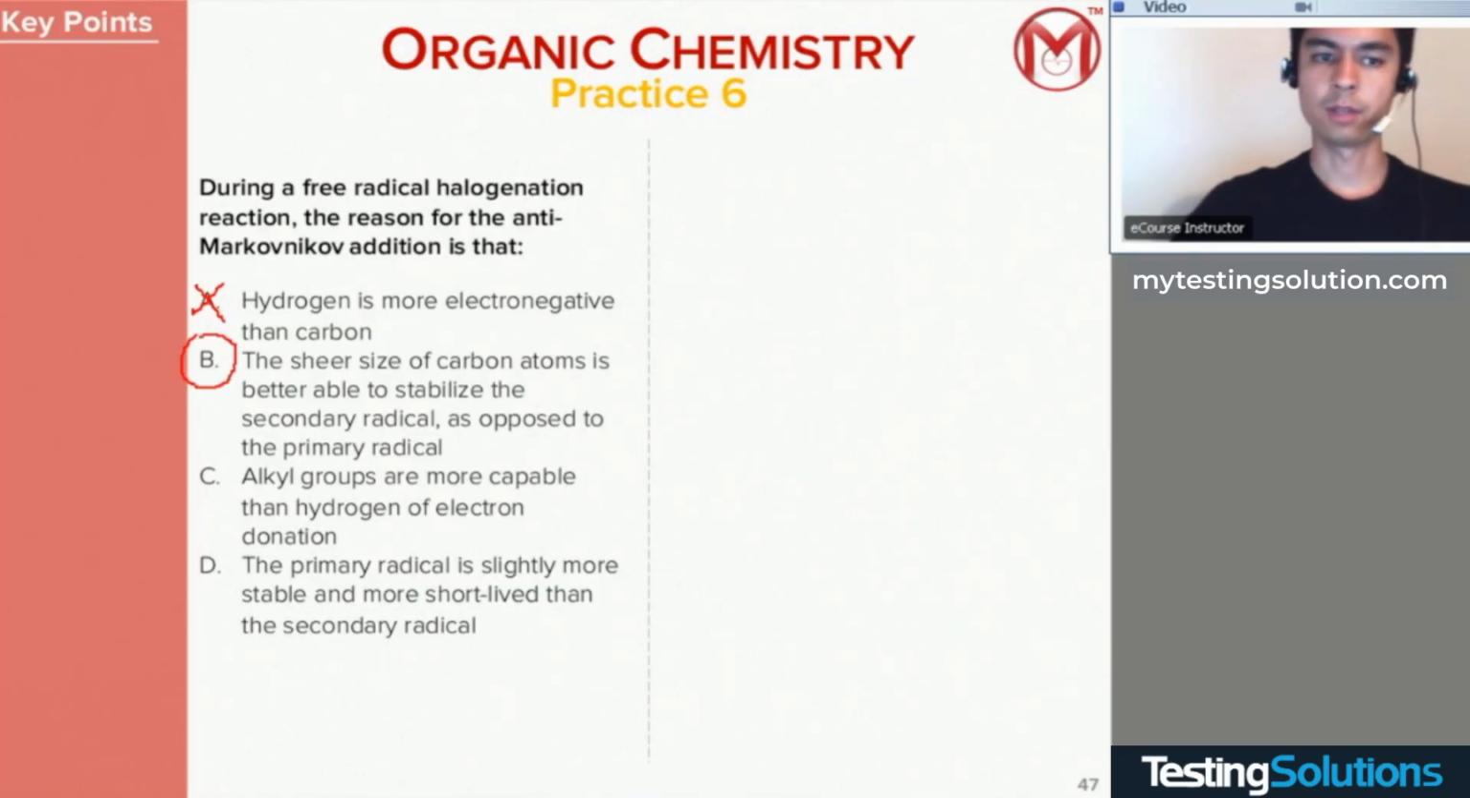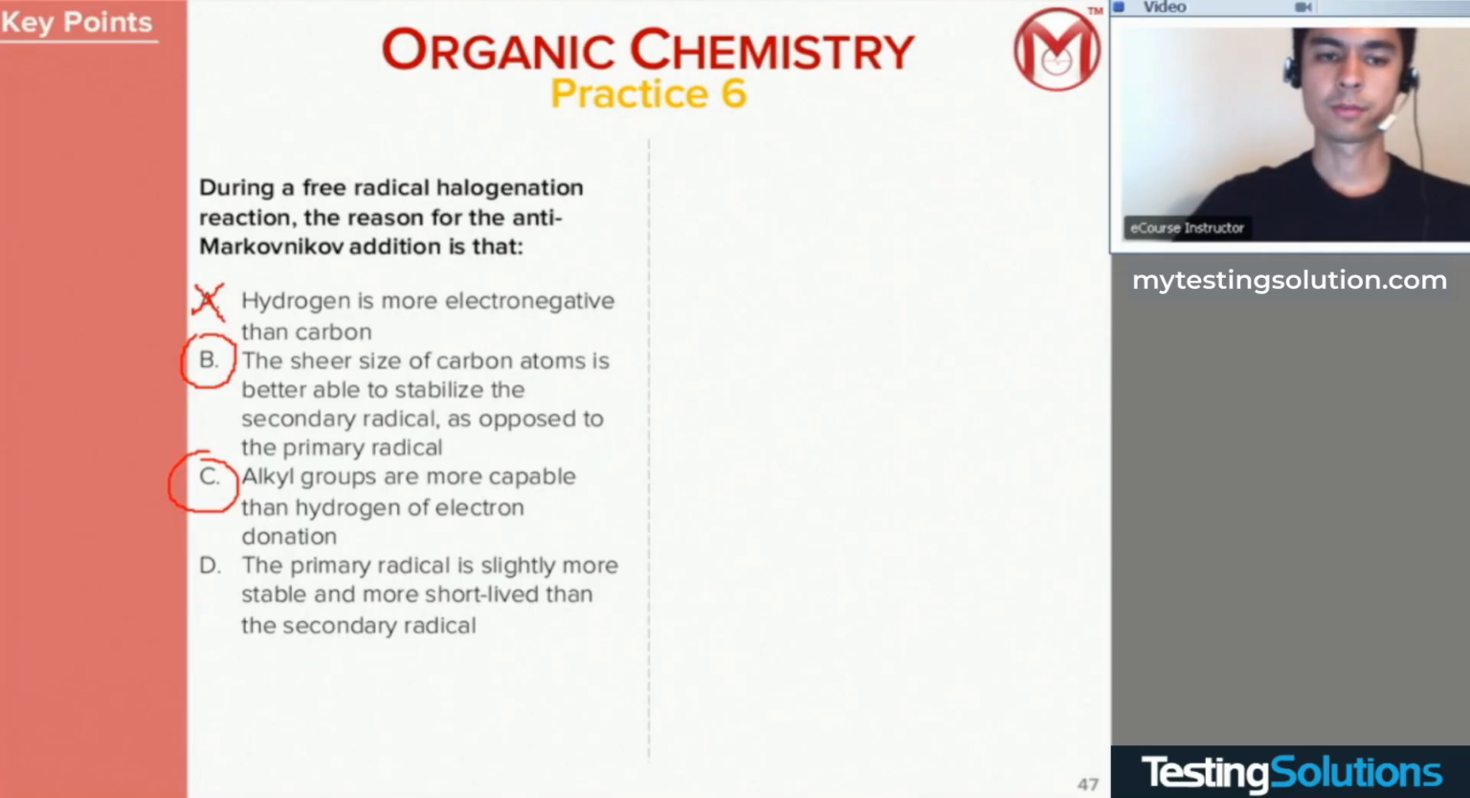We can sort of circle that one tentatively. Let's look at C. Alkyl groups are more capable than hydrogen of electron donation. Okay? Alkyl groups are electron density donating, and we're going to talk more about that in the next lecture, so stay tuned for that. That's a good answer. I like that one.